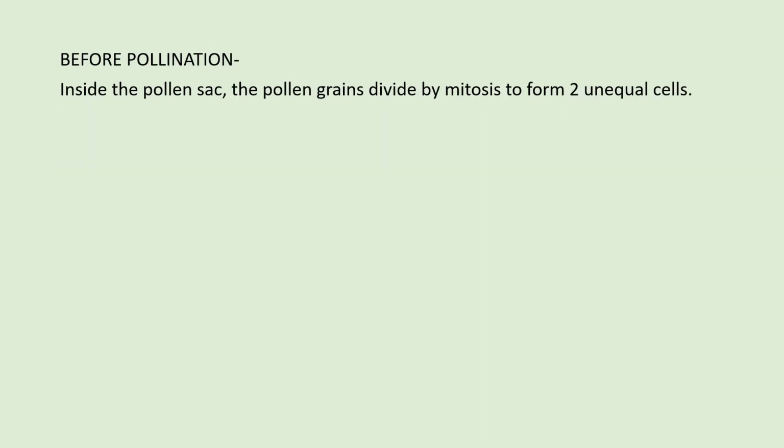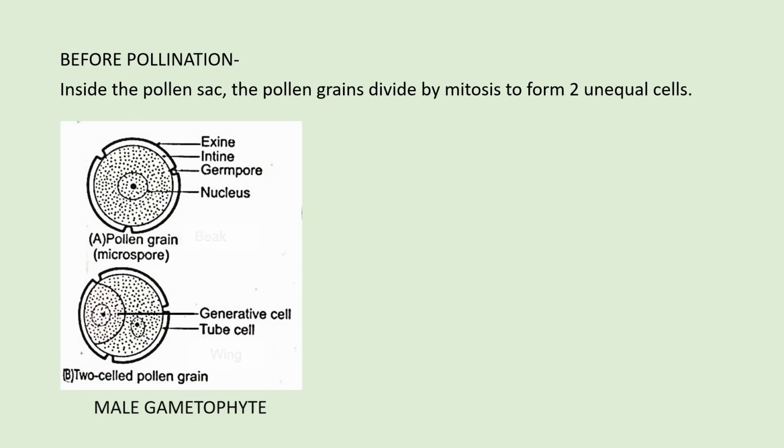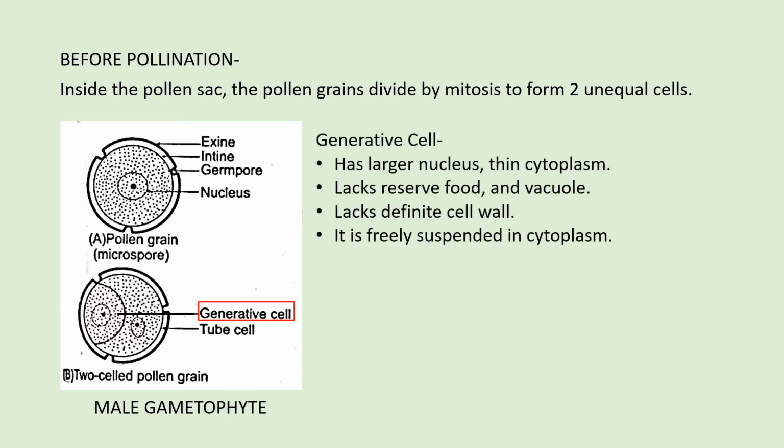Before pollination. Inside the pollen sac, the pollen grains divide by mitosis to form 2 unequal cells. The smaller cell is called the generative cell. The generative cell has a larger nucleus and thin cytoplasm, and it lacks reserve food and vacuole. It also lacks a definite cell wall, and is freely suspended in the cytoplasm of the vegetative cell.